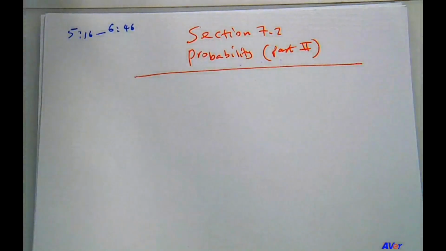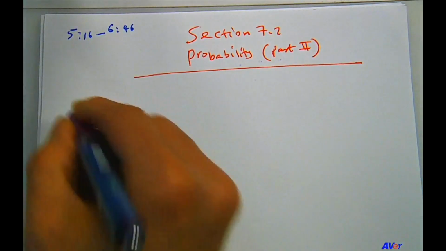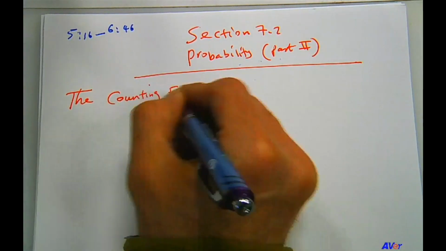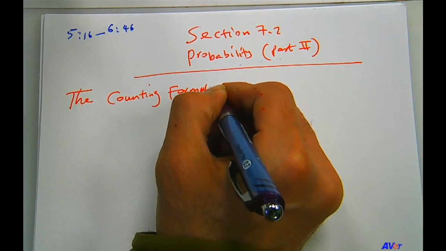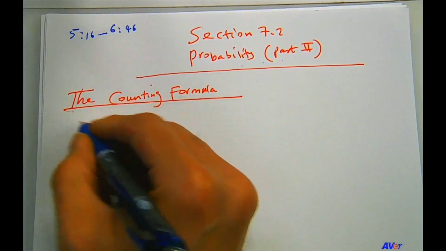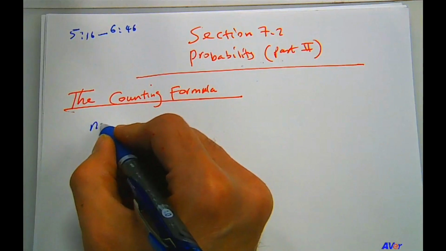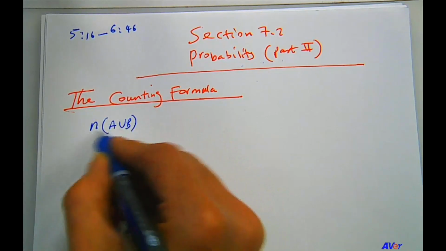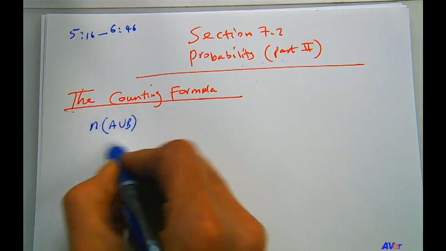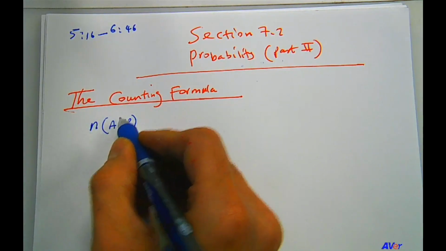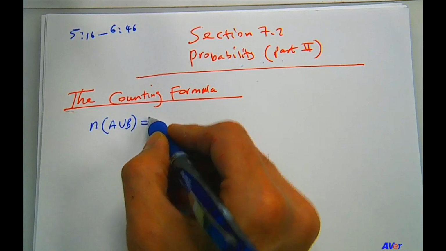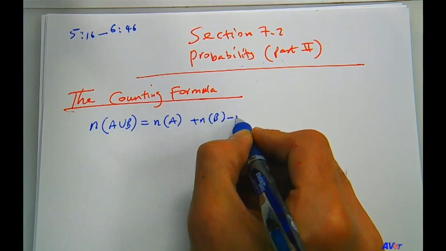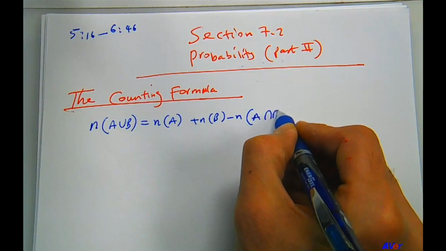So let's begin this section by discussing the counting formula. So the counting formula begins in this form. So this lowercase n is not being multiplied by anything. This is just a variable. This whole thing is a variable. It just has one value. So n(A) plus n(B) minus n(A intersection B).